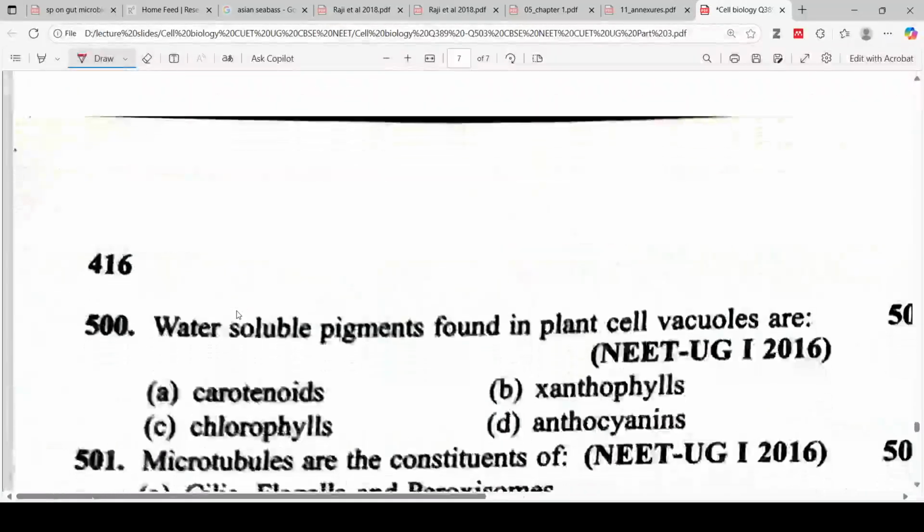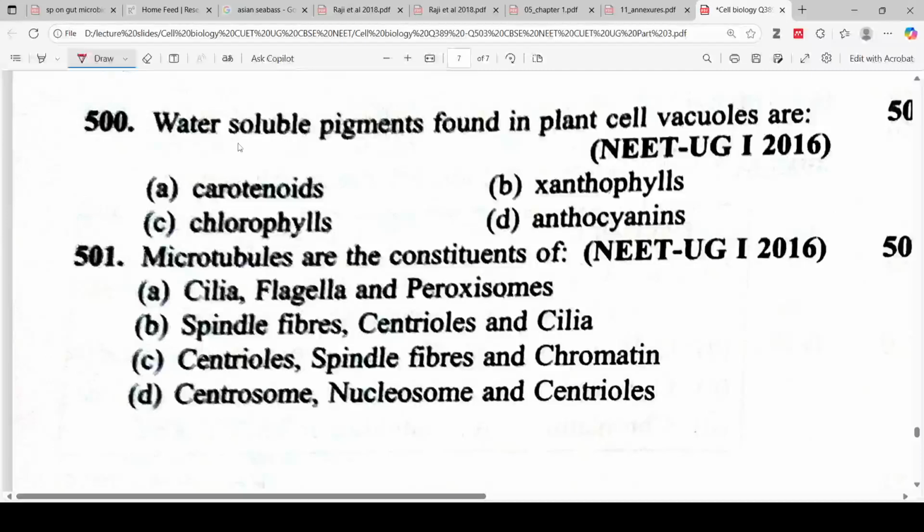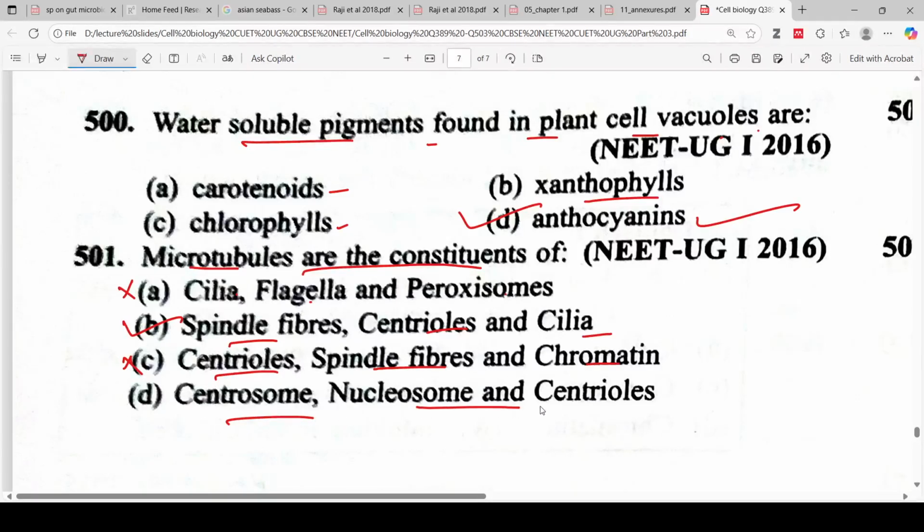Next question. The water soluble pigments found in plant cell vacuoles are called carotenoids, chlorophyll, xanthophylls, anthocyanin. Anthocyanin will be the correct answer. Next question, microtubules are constituents of cilia, flagella, peroxisome. No, this is not correct. Spindle fiber, centriole and cilia, so this is the correct answer. Centriole, spindle fiber, chromatin is also not correct. Centrosome, nucleosome, centrioles is also not correct. So the correct answer is B.